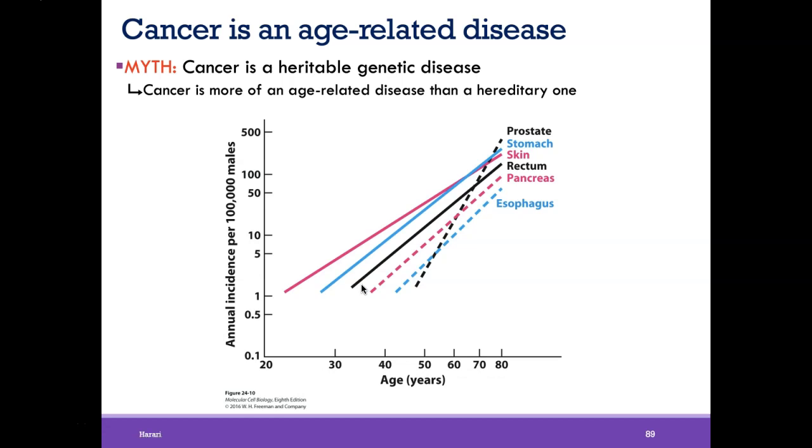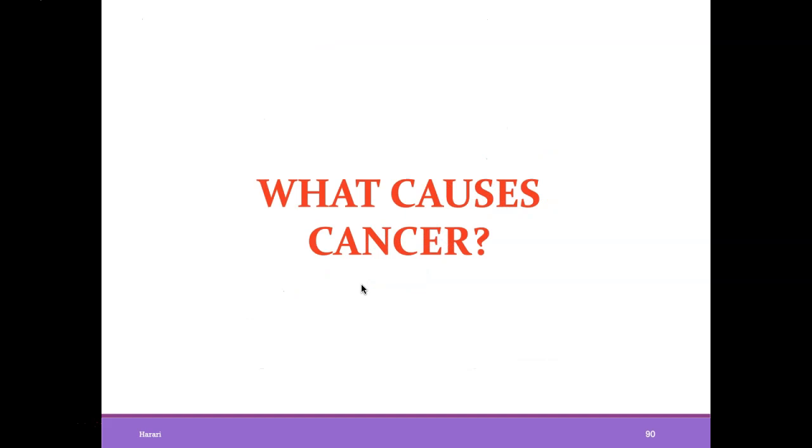Some cancers are heritable. So there are cancers that are congenital that we see in children that are due to a specific mutation. But for the most part, cancer is an age-related disease that's due to uncontrolled cell growth. And we'll talk about why those cells lose their control over division.